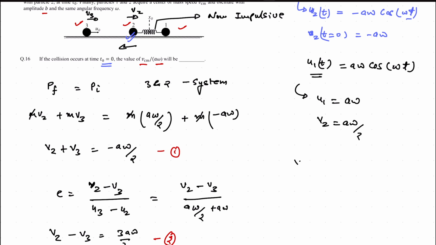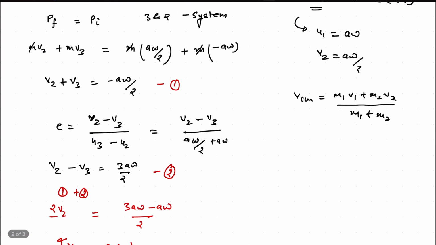Now how to calculate the velocity of the center of mass? It is m1 v1 plus m2 v2 divided by m1 plus m2. The masses are equal, so m, and this will be 2m. So it is simply v1 plus v2 divided by 2. That is a omega plus a omega divided by 2, all divided by 2.